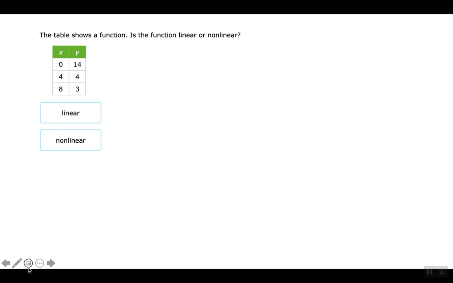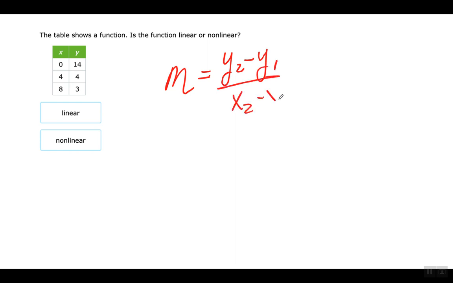All right, now for this example, I believe this is one that's going to be nonlinear. Let me check. There's my formula. And let me label them x1, y1, x2, y2. The x1 always goes with the y1, the x2 always goes with the y2.